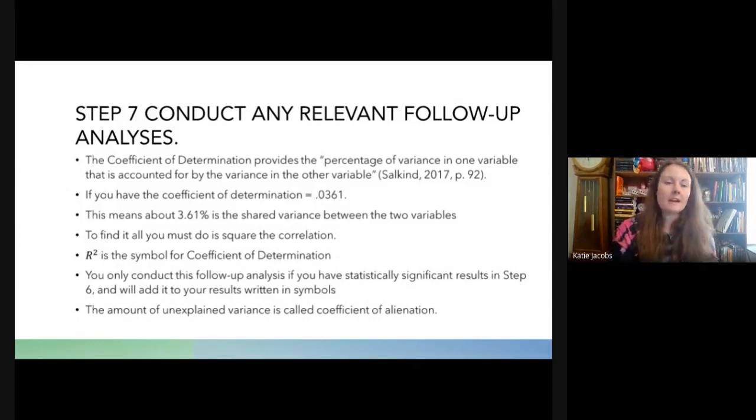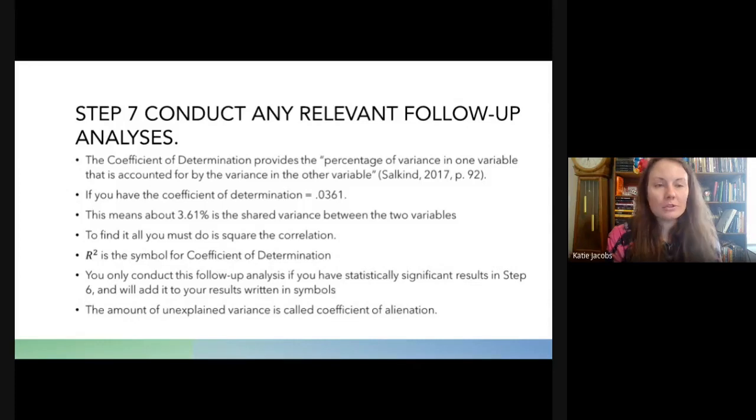Again, to find our coefficient of determination, all we have to do is square the test statistic value that we found when we used our formula. The symbol for the coefficient of determination, again, is capital R squared. You need to put that in your handy dandy symbol sheet while you prepare for our final examination. So go ahead and do that now. You can pause me. Again, you only need to conduct this follow-up analysis if you have statistically significant results in step 6, and you would add it to your results written in symbols.